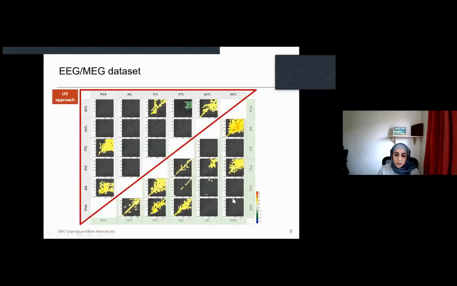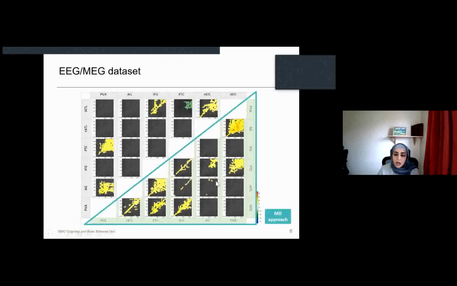I've put all these p-test results for both the univariate approach and the multidimensional approach for every pair of regions in a bigger matrix like this one. The upper diagonal shows the connectivity for the univariate approach, and the lower diagonal shows the result for the multidimensional approach. What is interesting here is that we are getting more connectivity modulation with the multidimensional approach compared to the univariate one.